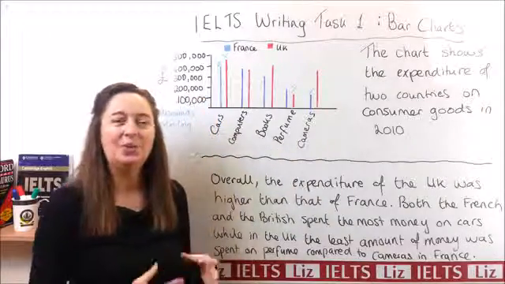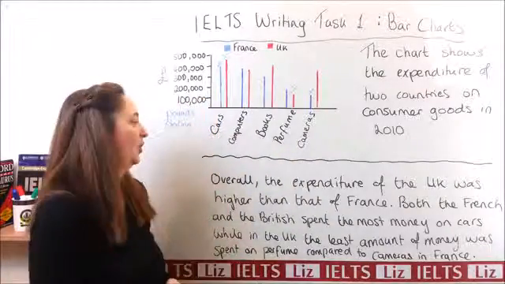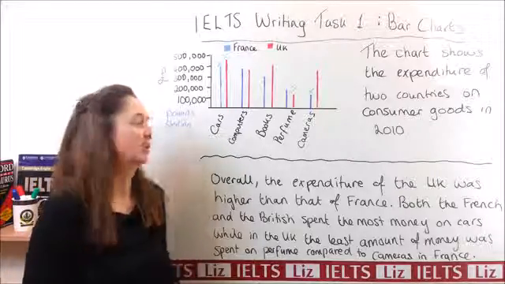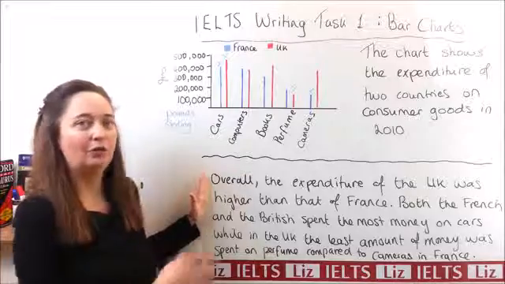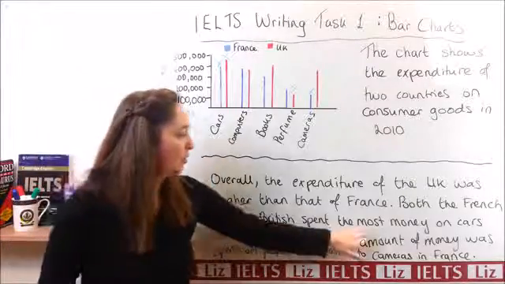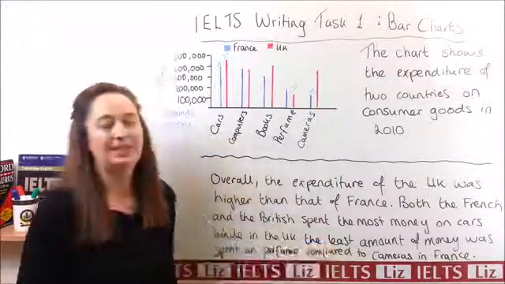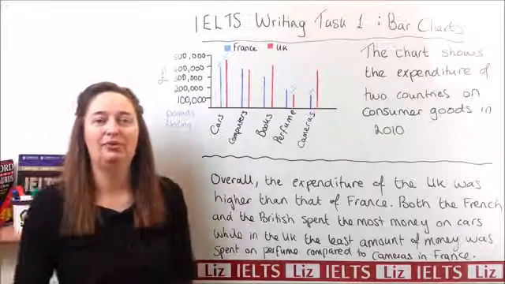So in total, in this overview, we've got 3 key features. We've got which one was higher than the other overall, and we've got the most money spent and the least money spent. 3 key features.